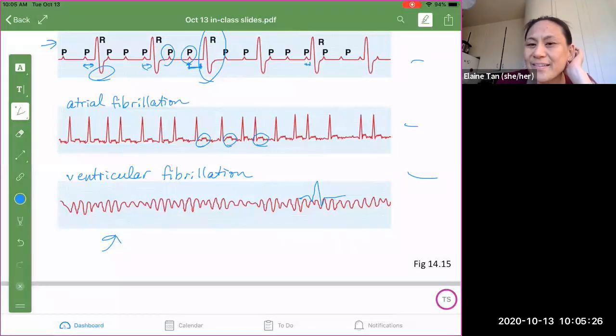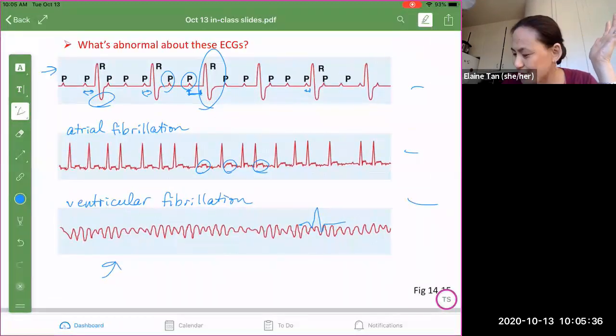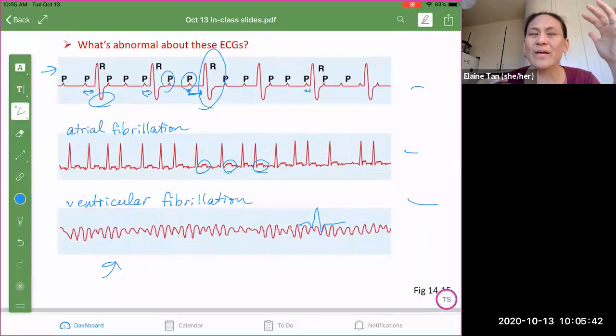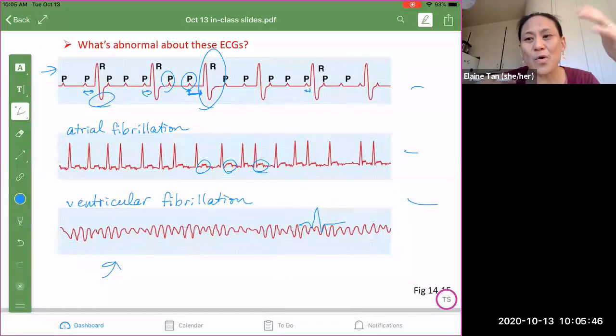How are people feeling about this? Good, okay. So again, I don't expect you to look at these graphs and know exactly what's going on, but hopefully you should be able to tell if certain waves are missing, or maybe I would do a matching kind of thing, like which one do you think would be ventricular fibrillation, something like that. Okay.